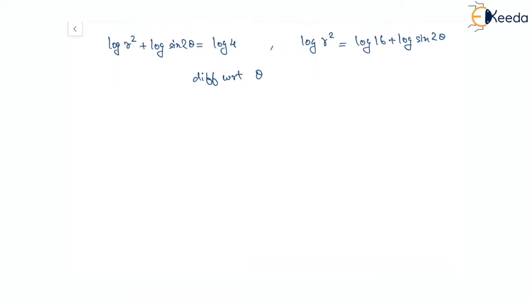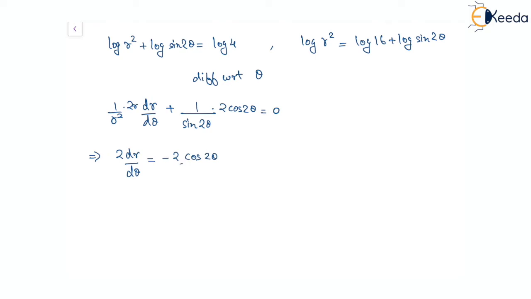So the differentiation for the log r square term will be 1 by r square times 2r dr by d theta plus 1 by sine 2 theta times 2 cos 2 theta equal to 0. That gives 2 dr by d theta equal to minus of 2 cos 2 theta by sine 2 theta.